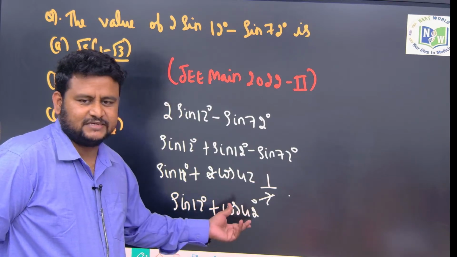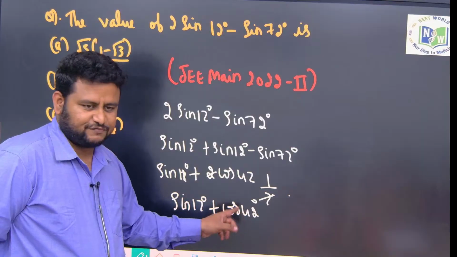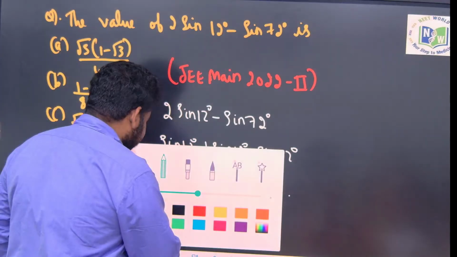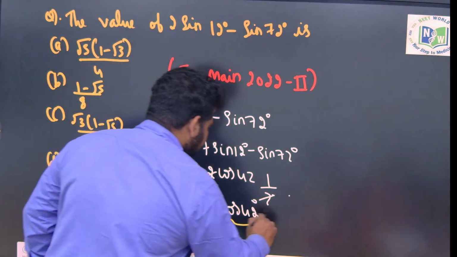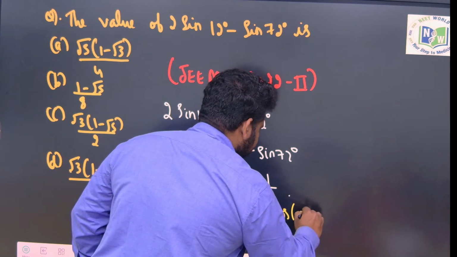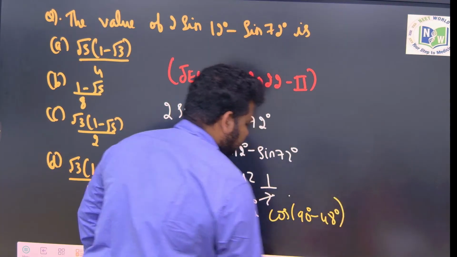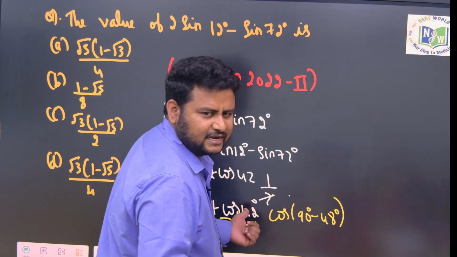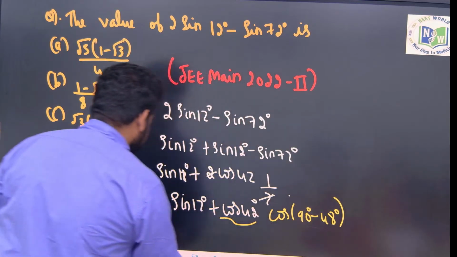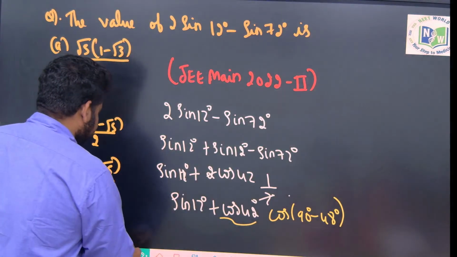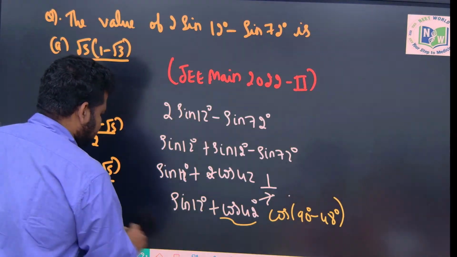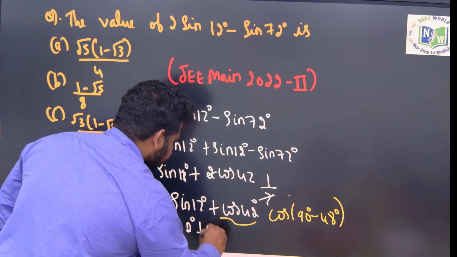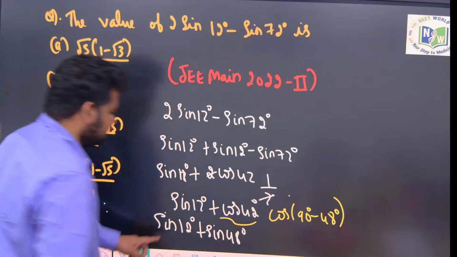So cos 90 minus theta. Here theta is what? If you want to get 42, it is 90 minus 48. So this can be written as cos 90 minus 48. Correct? So cos 90 minus theta is sin theta. So we will get sin 12 plus sin 48.